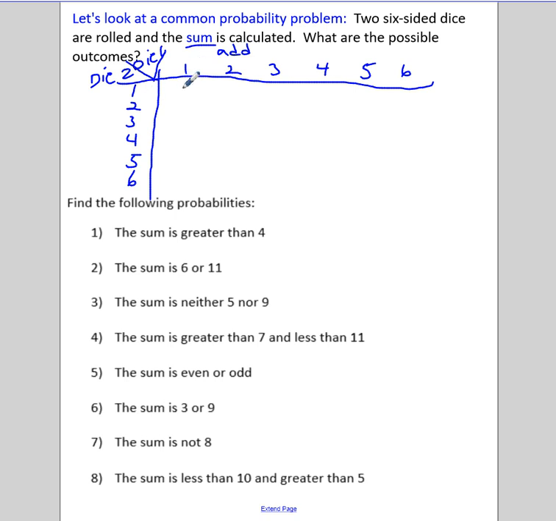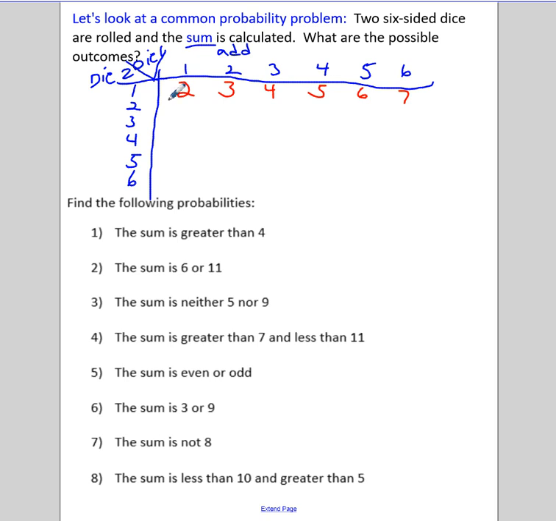So if I get a 1 and a 1, my sum is going to be a 2. If I get a 2 on die 1 and a 1 on die 2, my sum is a 3. If I had a 3 and a 1, my sum would be a 4. A 4 and a 1, my sum would be a 5. A 5 and a 1, my sum would be a 6. And a 6 and a 1, my sum would be a 7, right? And then I'm going to keep going.